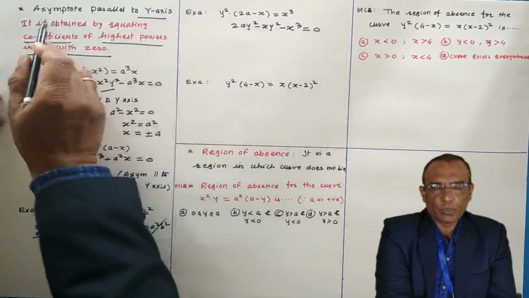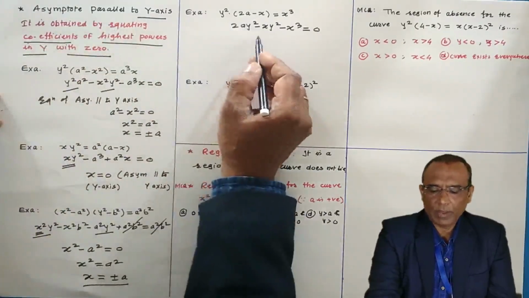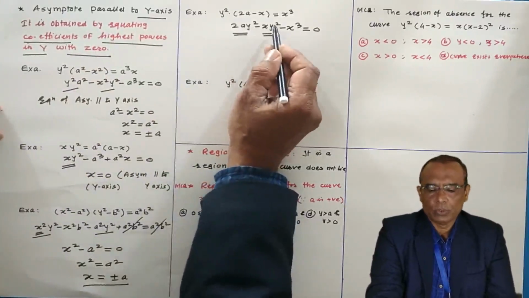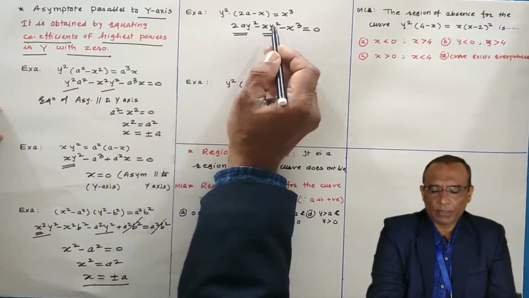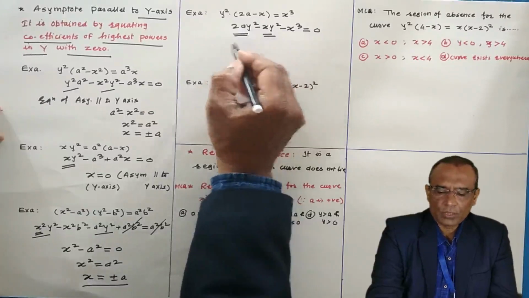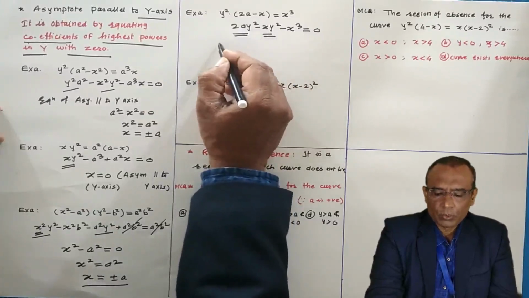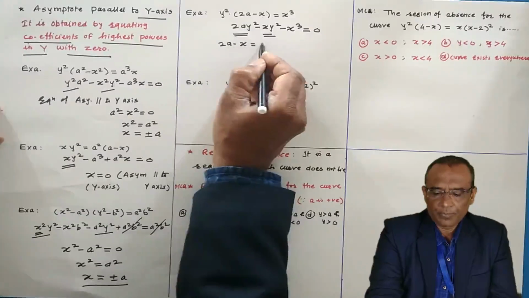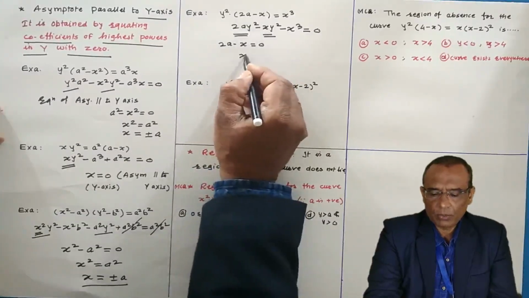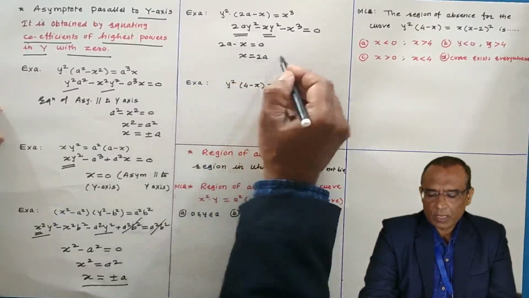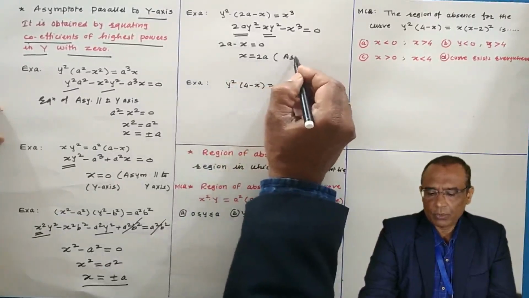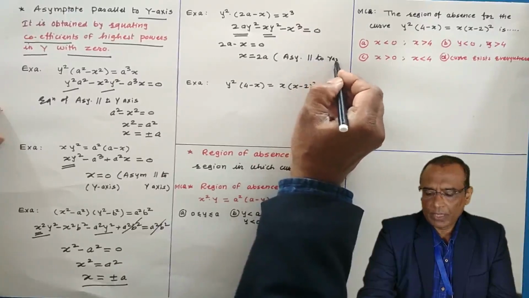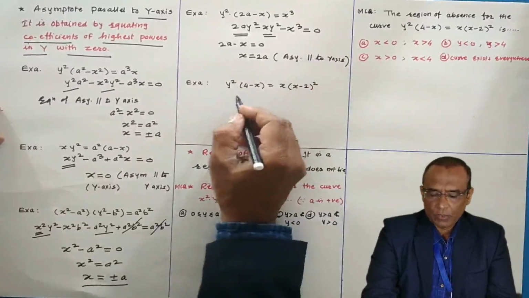I am going to find the asymptote parallel to the y-axis. How many y terms are there? Two, and the powers of these two terms are the same. I am talking about the y term. Equating coefficients to 0: 2a minus x equal to 0. Therefore, x equals 2a. This is the asymptote parallel to the y-axis. Very quickly, next problem.